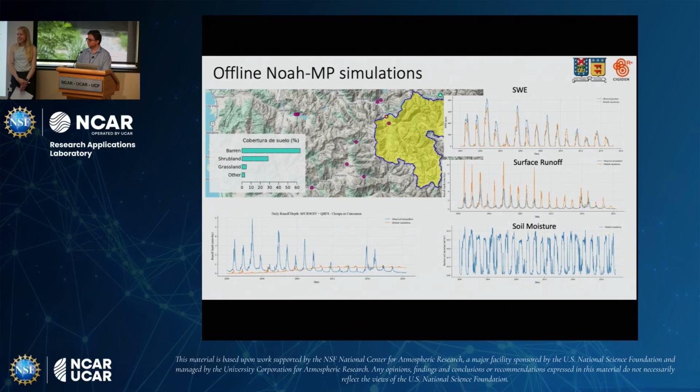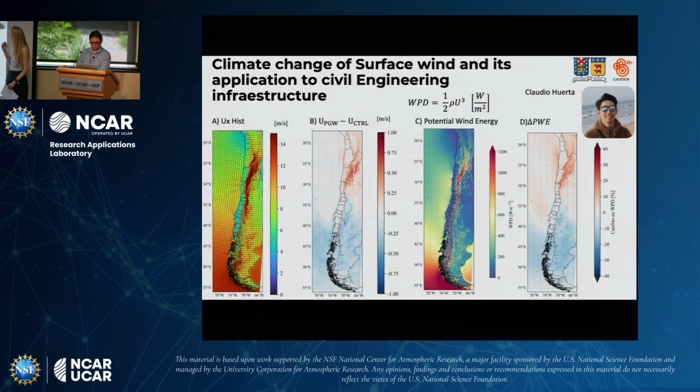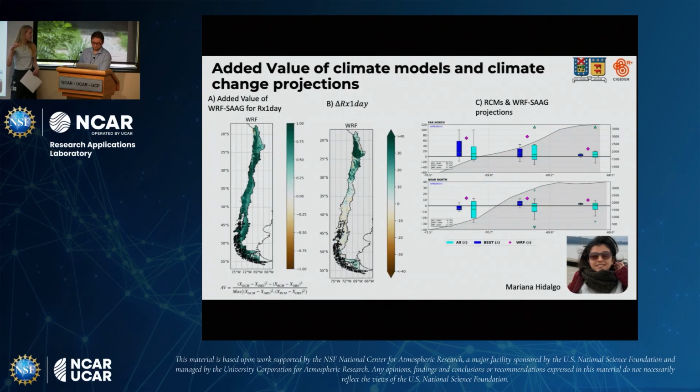Anyone else? Okay, I do have one question. When you showed the changes in wind that one of your students was doing, I don't know if I looked at the map correctly, but I thought when you showed the changes in extreme precipitation, it seemed like where you're showing the increases in wind coincides with that large increase in precipitation.